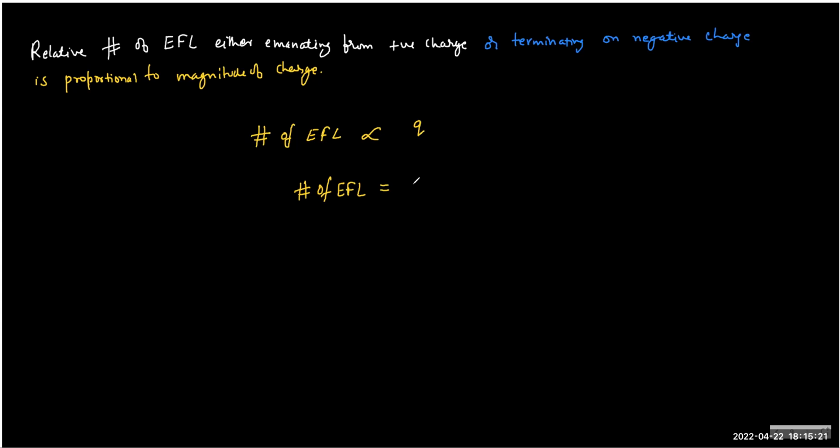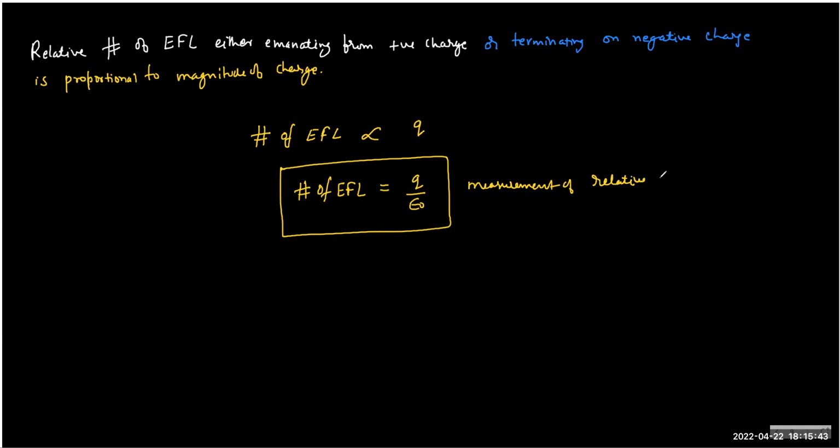So we can write it equals, we have to multiply by some constant, so we write epsilon naught. So this is the relative field density measurement, which means if we have a charge q, then the metric of measurement of the number of field lines you can call q by epsilon naught. Okay.